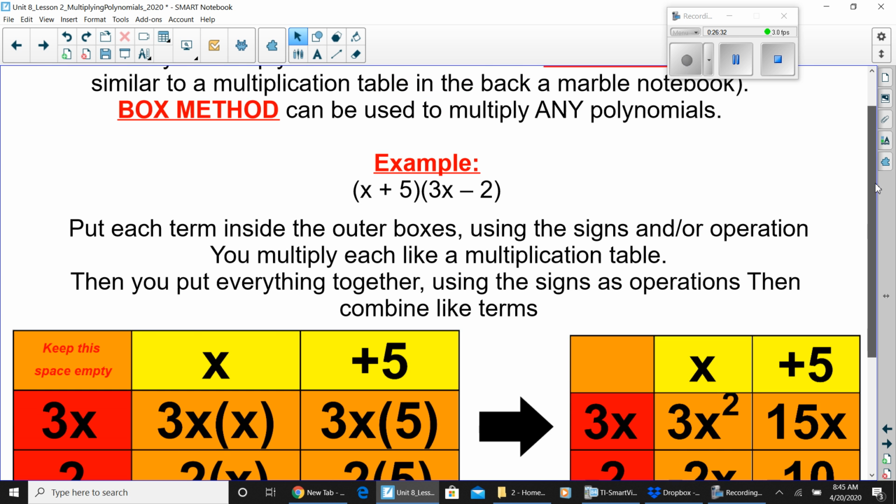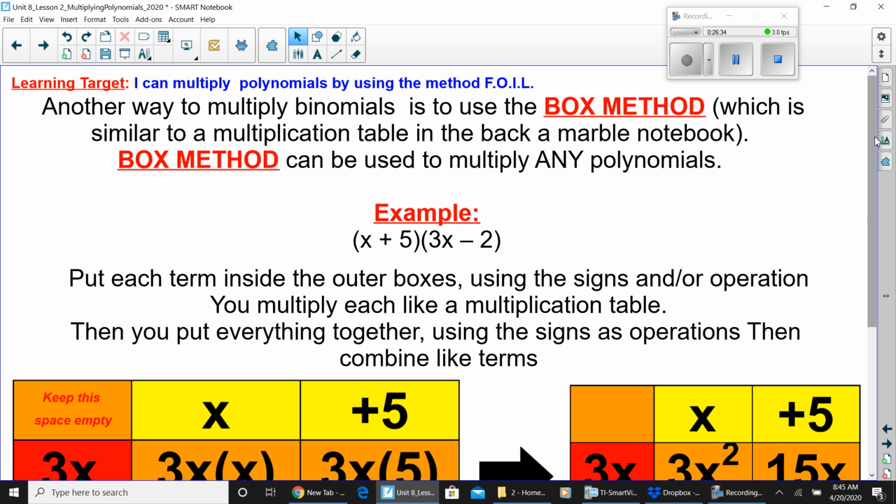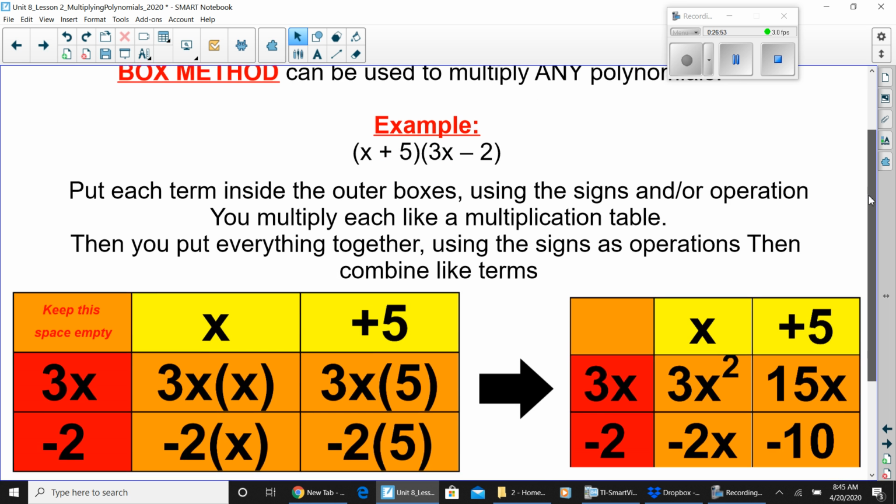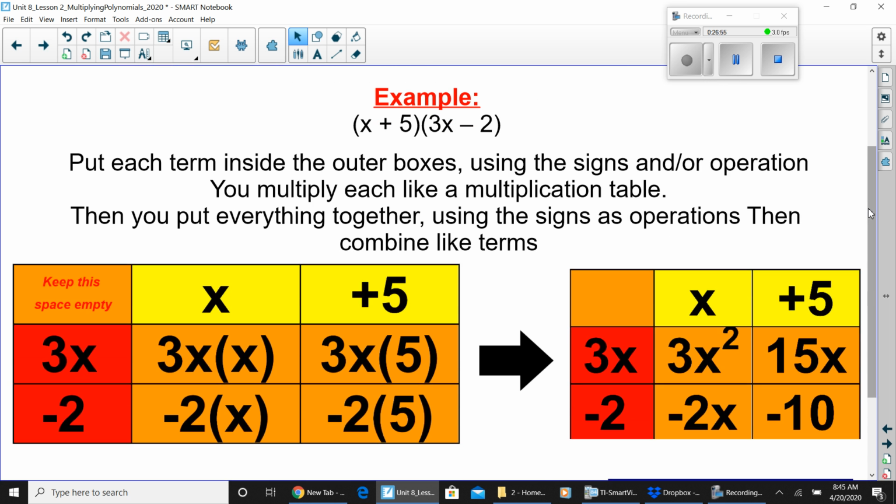So this page just explains the box method. Another way to multiply binomials is to use the box method, which is similar to the multiplication table in the back of marble notebooks, if you have seen them. The box method could be used to multiply any polynomials. That's why I like this method. The example is what we've been doing, x plus 5 times 3x minus 2.